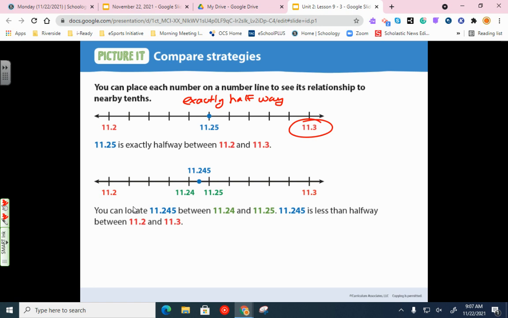The other one, you can physically see that it's not. So the halfway point's right here. And you notice that it's actually closer to that. So that's why we're going to keep it at 11 and 2/10. So it's going to be this one. So whichever one it is closer to.